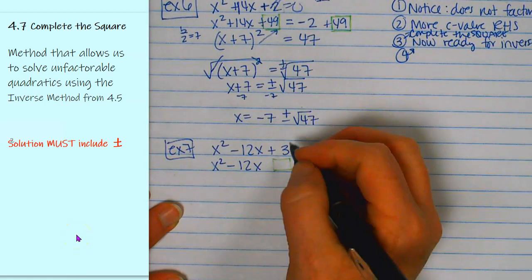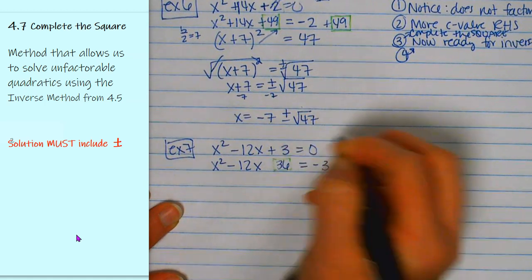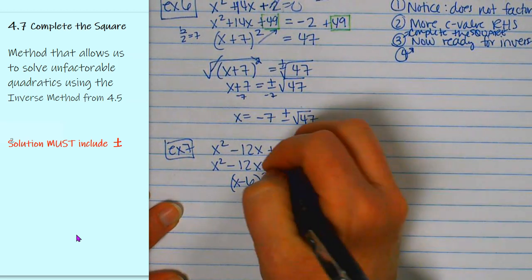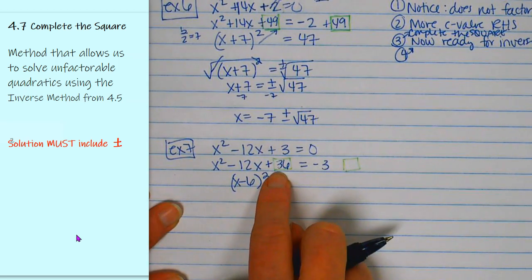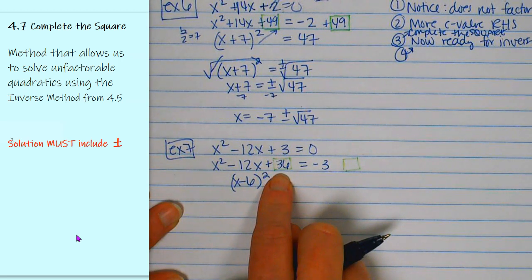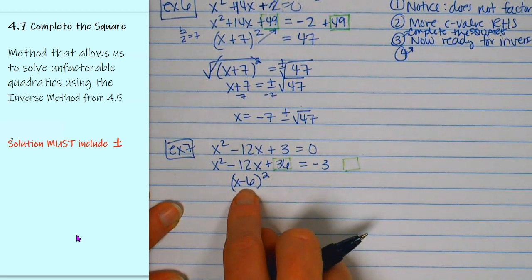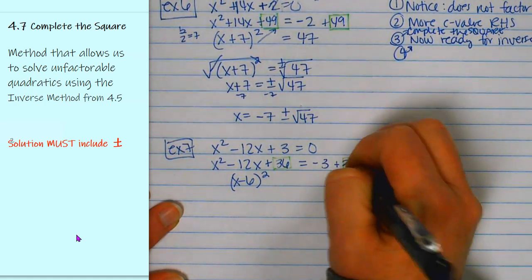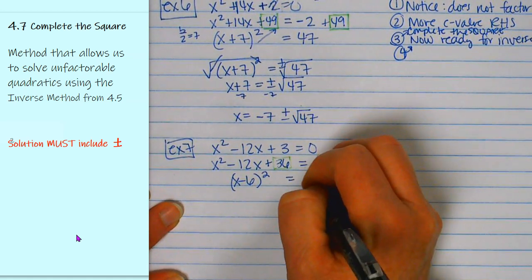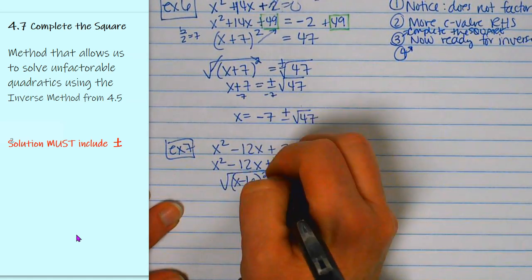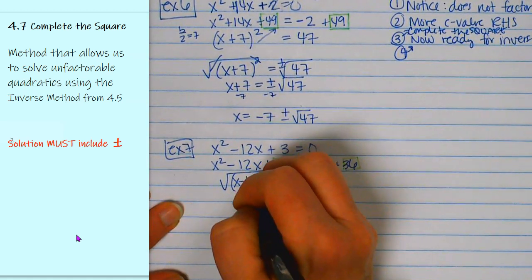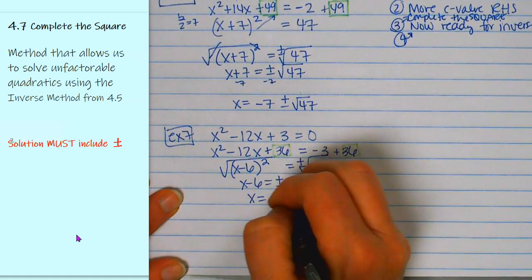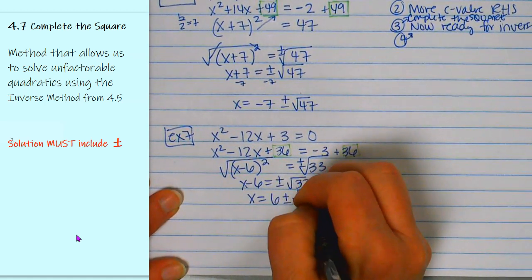So I'm going to say that this is 36, because x minus 6 is what would happen if I had x squared minus 12x plus 36. Then it would be a perfect square trinomial, because x minus 6 times x minus 6 is x squared minus 12x plus 36. I'm also going to add 36 to this side and get 33. Square root, plus or minus, x minus 6 equals plus or minus the square root of 33. Put the 6 on the other side, it's positive, 6 plus or minus the square root of 33.